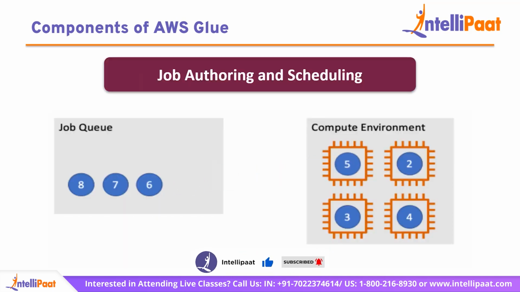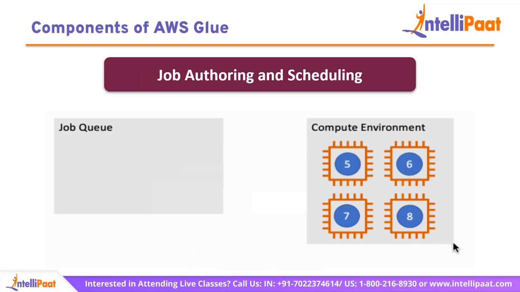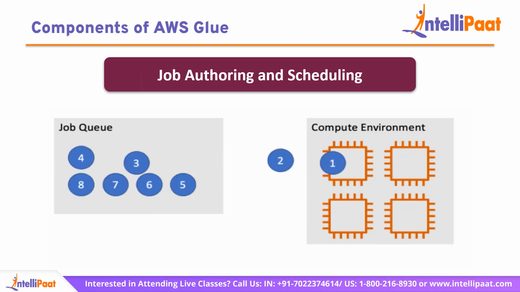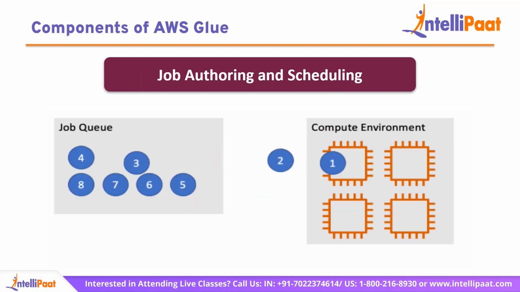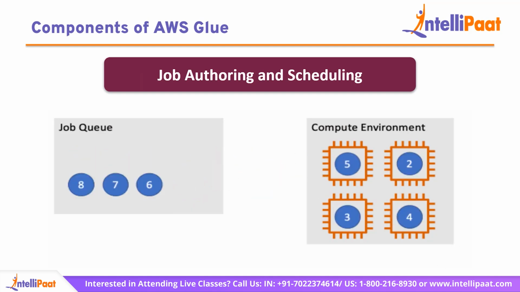The next feature provided by AWS Glue is job authoring and scheduling. AWS Glue provides a user-friendly interface for authoring and scheduling ETL jobs. The transformation logic can be defined using a visual interface or by writing custom code in Python or Spark. Glue supports job scheduling based on time-based intervals and event-driven triggers, allowing you to automate the execution of ETL processes.